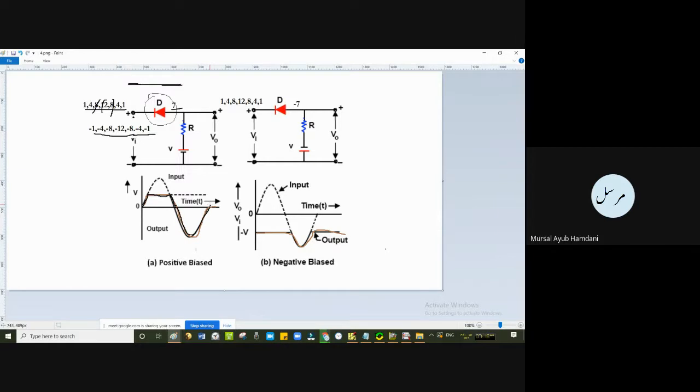So now what gets clipped? The value of input which is greater than the value that we have selected gets clipped. So the positive side of the input, those values which are greater than this battery value which we have connected in series with the resistance, that much gets clipped.